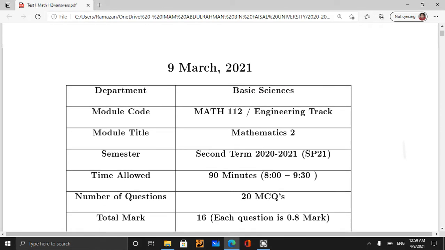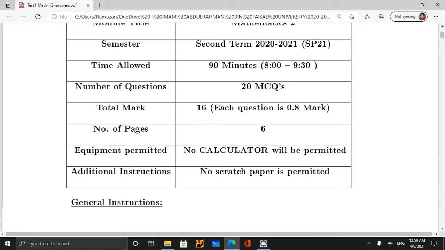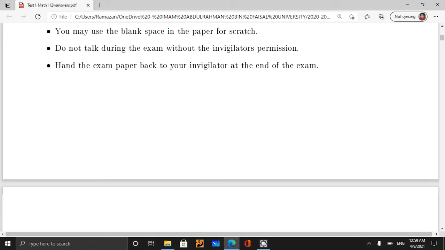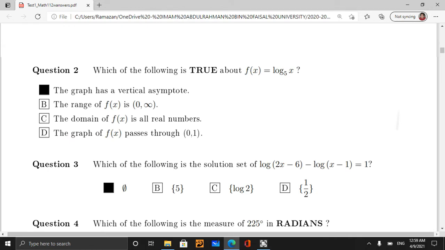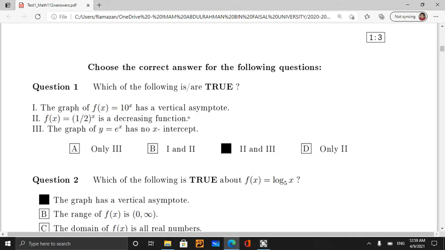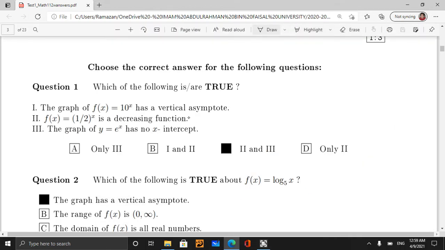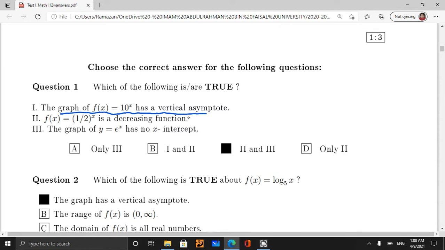Okay, let's look at the problems in test one. Okay, the first question, which of the following is true? Now the graph of f of x equal to 10^(2x) has a vertical asymptote.